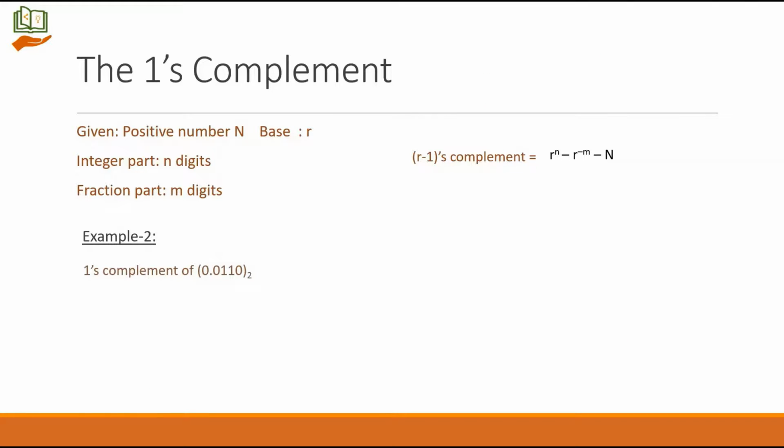Let's now see an example of a fractional part. Here there is no integer part, so we will have n is equal to 0, and in the fractional part we have 1, 2, 3, 4, 4 digits, so m is equal to 4. We have to express this as 2 power 0 minus 2 power minus 4. And this part is completely in decimal. 2 power 0 is going to be 1. 1 minus, how will we write 2 power minus 4? This can be written as 1 by 2 power 4.